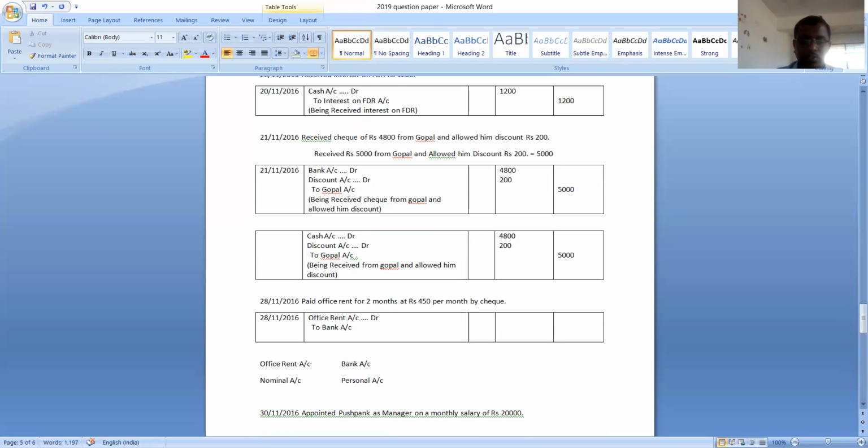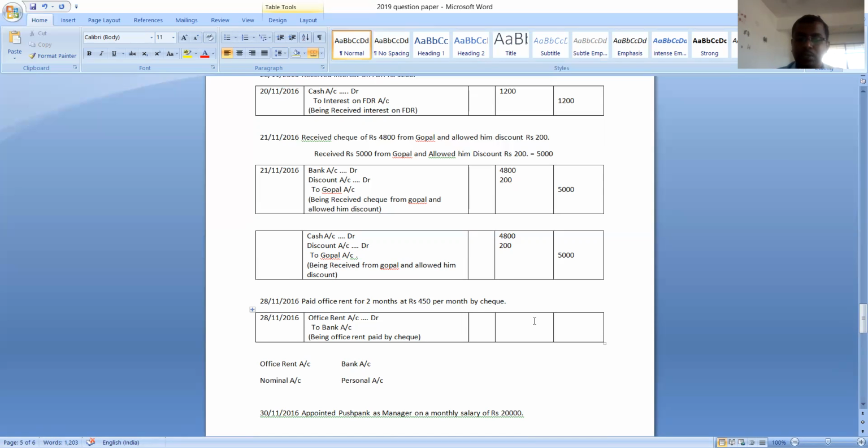What is the narration? Narration is being office rent paid by check. You should write by check. Only then does it explain why bank account is credited. So being office rent paid by check.